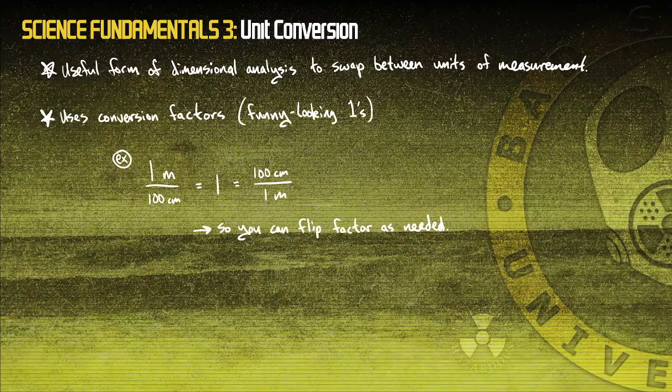Unit conversion is a useful form of dimensional analysis that allows you to swap between units of measurement. It uses conversion factors, which are also just funny looking ones. For example, you have 1 meter per 100 centimeters, and when you divide the two, that equals 1. So you can just flip that over to 100 centimeters divided by 1 meter, and they're equivalent statements. So that's what's going to be useful in this exercise.